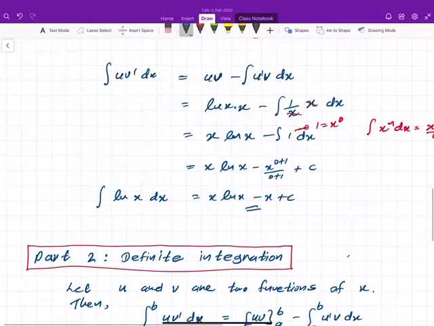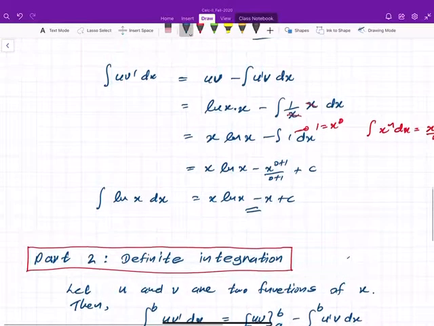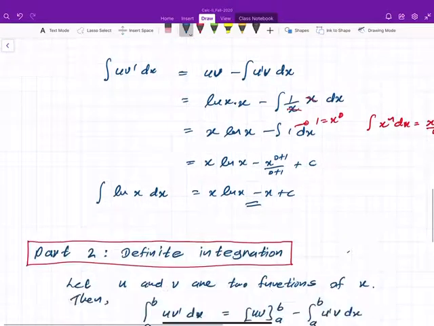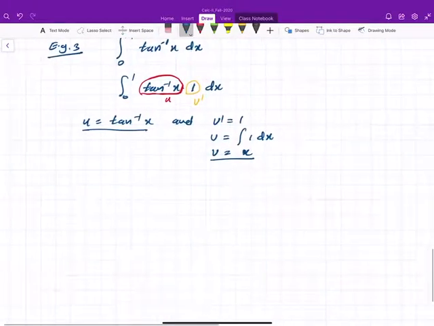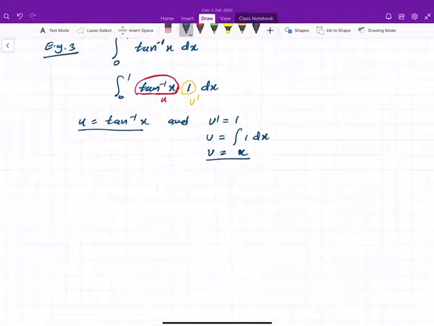Give me a second until I go up. Okay. Now just let me use the formula. The formula goes like this: integration from a to b. Original formula comes like a to b, right? In our case it is 0 to 1.